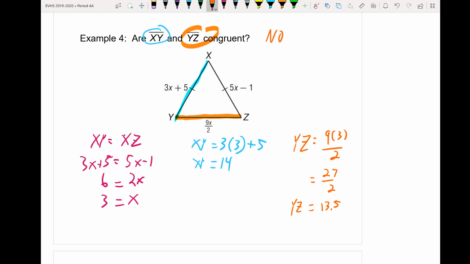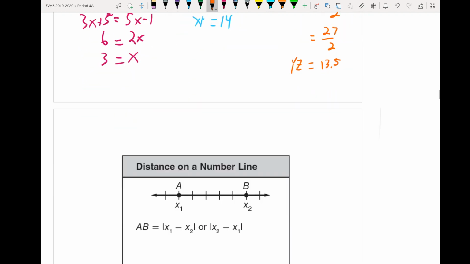By the way that we write that, XY and YZ, we're going to just put a slash through the congruence symbol to say not congruent. All right, any questions? Okay.